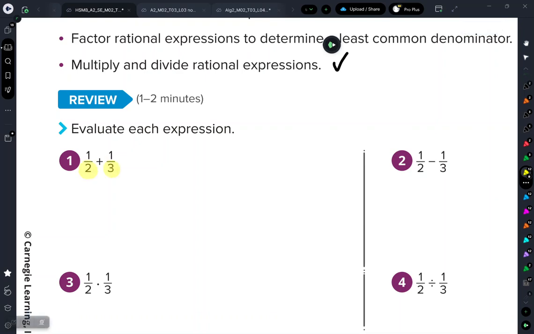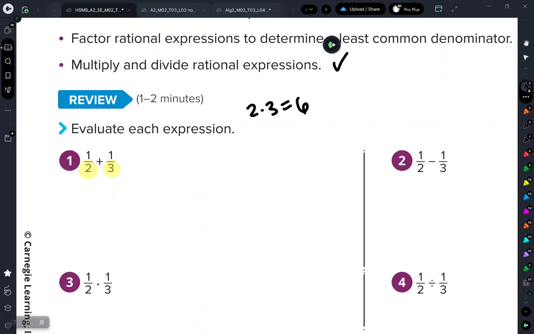So we want to think of a number that 2 goes into evenly and that 3 goes into evenly, so that we can easily make a common denominator. And if in doubt, you can just multiply 2 times 3 and you'll get a common denominator. In fact, this is the lowest common denominator, 6. It is the smallest thing that both 2 and 3 go into. So what do we do to get them to be 6?